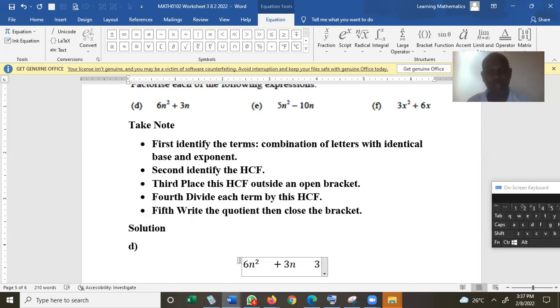So we have to look at the highest common factor between n squared and n. What can go into n squared and it can still go into n? Bear in mind, n squared is more than n. It's just like 6 and 3. So it must be able to go into n and it must be able to go into n squared. That is n.